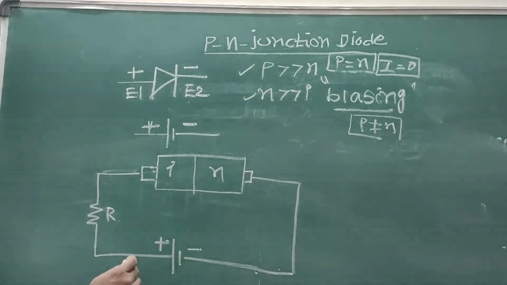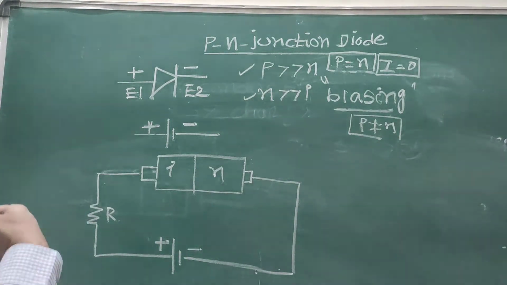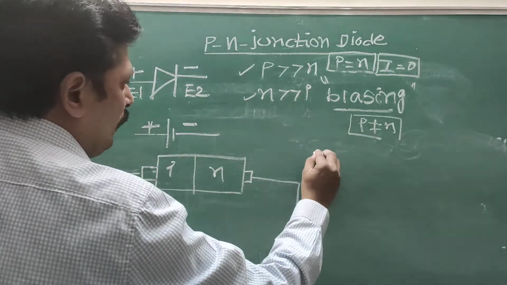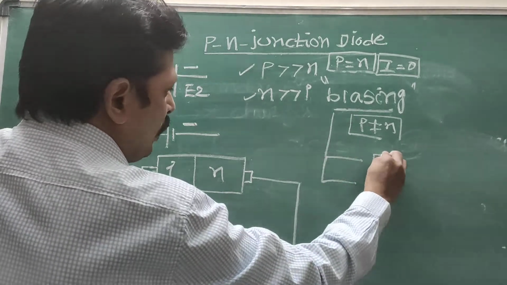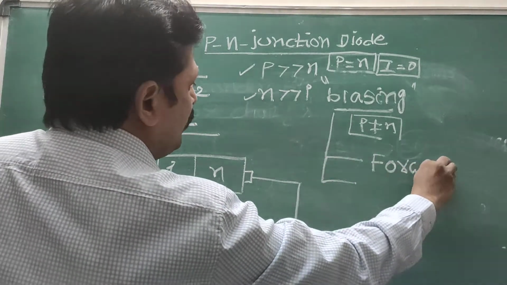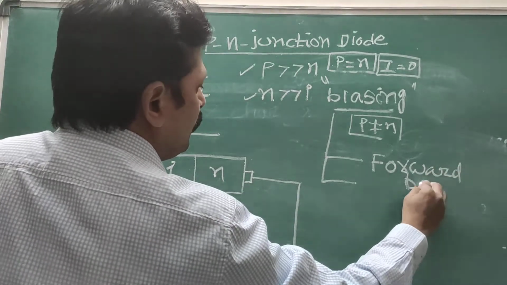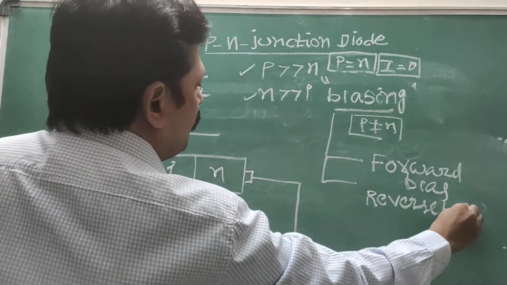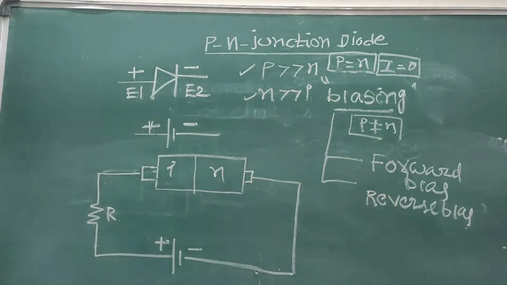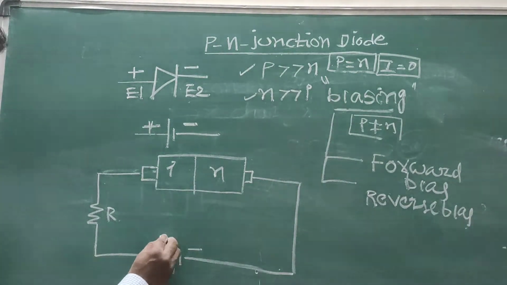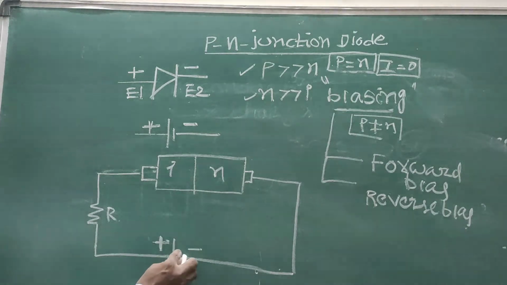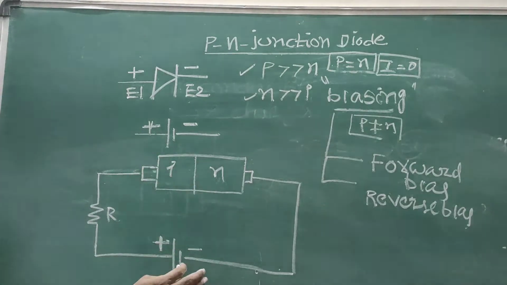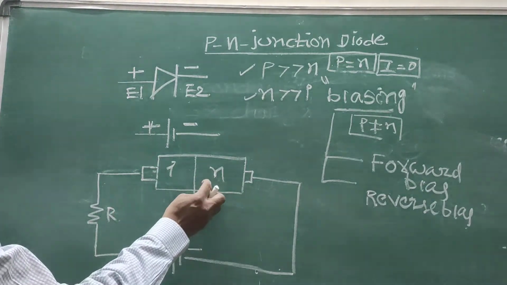Now we can easily express the mechanism of connection. Biasing is of two types. One is forward bias, and the second one is reverse bias. What is the meaning of forward bias? We observe that the positive terminal of the supply is connected to the P side and the negative is connected to the N side. It is conventional and very easy to remember. Positive connected to P side, negative connected to N side is called forward.